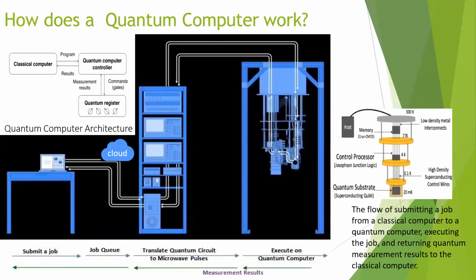Now, how does a quantum computer work? Nowadays, let's consider IBM's computer. We want to simulate some problem on an IBM computer. We submit a job from our classical computer through the cloud to the servers of IBM. The servers translate quantum circuits and execute them on the quantum computer. Then the possible solution is given back to the servers, and it comes back in classical form to our computer, in the form of 0 or 1.